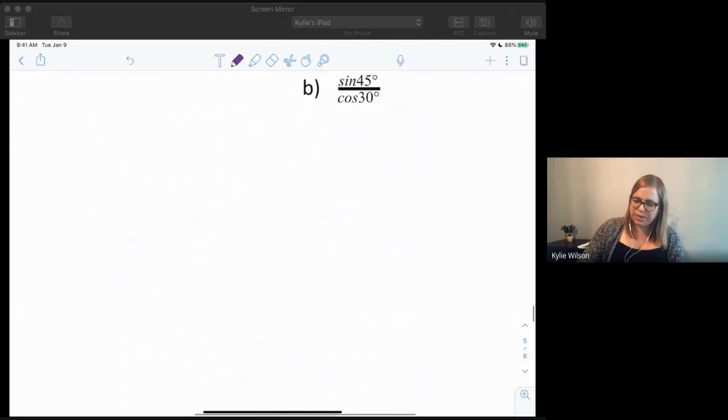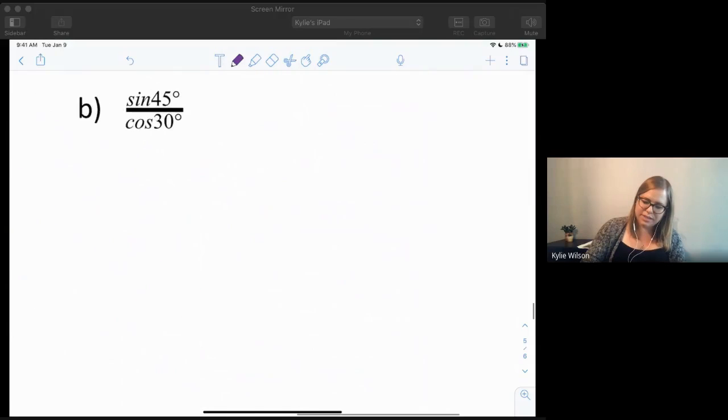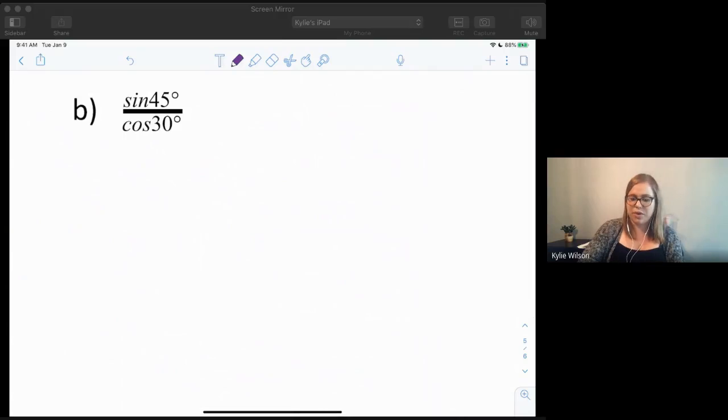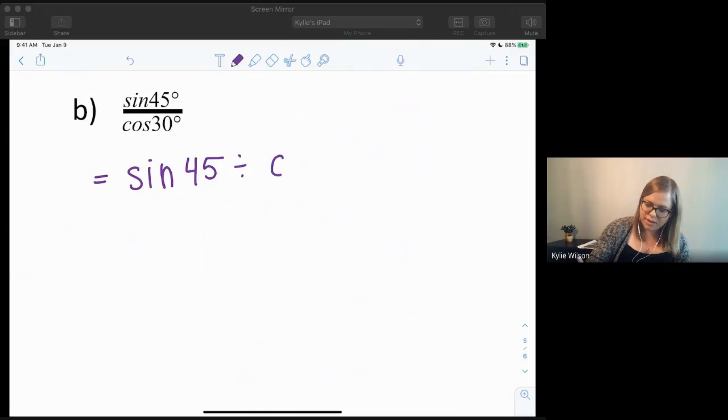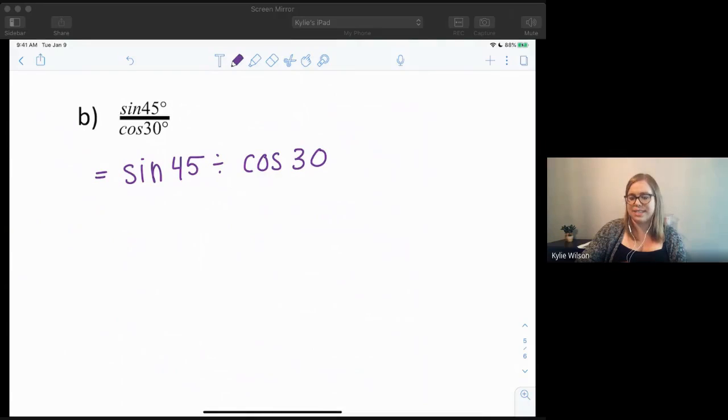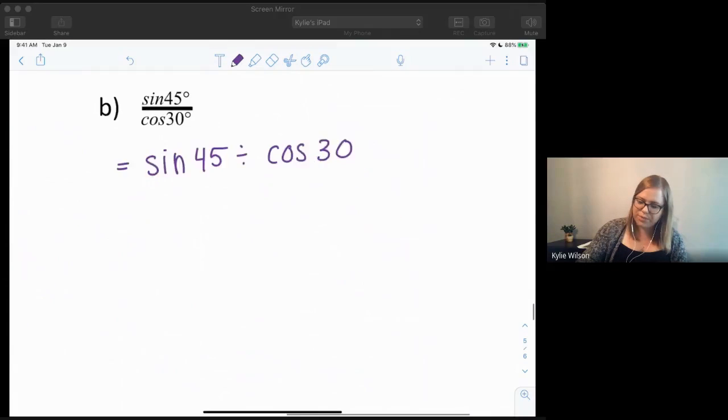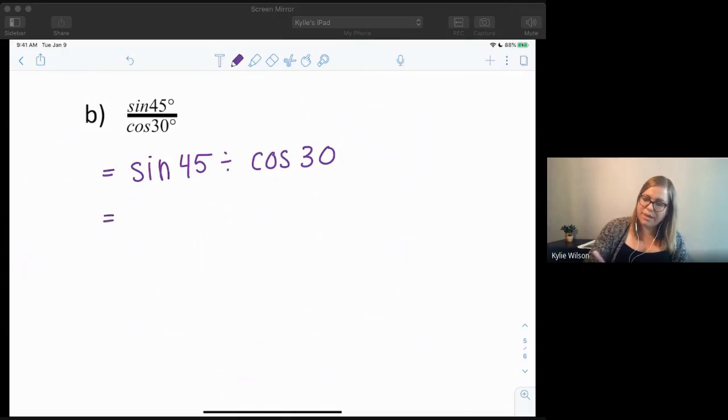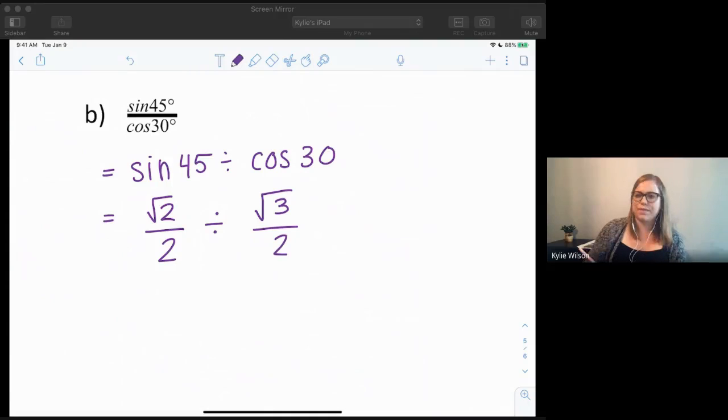Now I'm going to try B. So B is sine 45 over cos 30. I'm just going to quickly write it like this because we're going to be dealing with fractions. So I think that will make things easier for you. So sine 45, my magic number for that is root 2 over 2 divided by cos 30, which is root 3 over 2, like this.